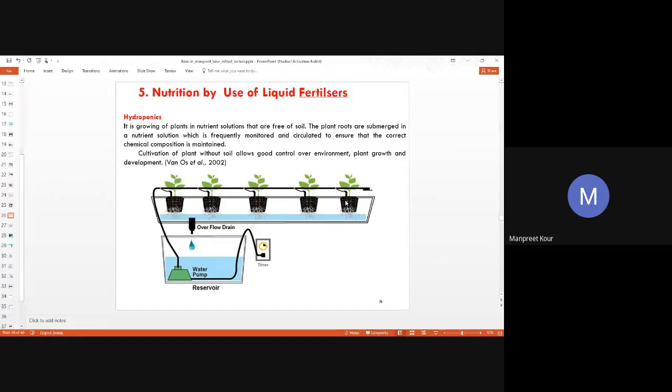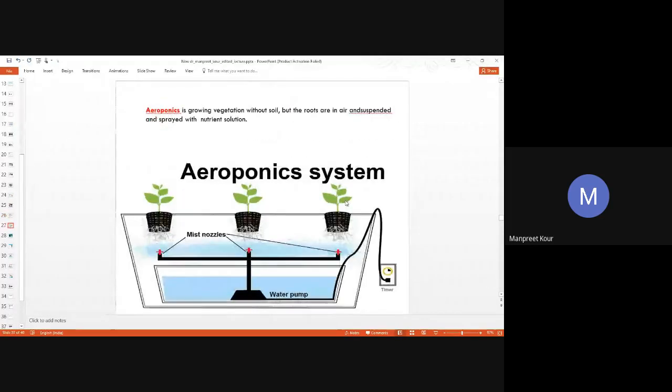Now, if we talk about the aeroponic system, what is done there? The roots are suspended in air and provided with mist nozzles, and this is called aeroponics. Mostly people prefer hydroponics. Aeroponics is sensitive; some disease may occur, and great care is needed when going for aeroponics. So hydroponics is more famous than aeroponics. Next, please.